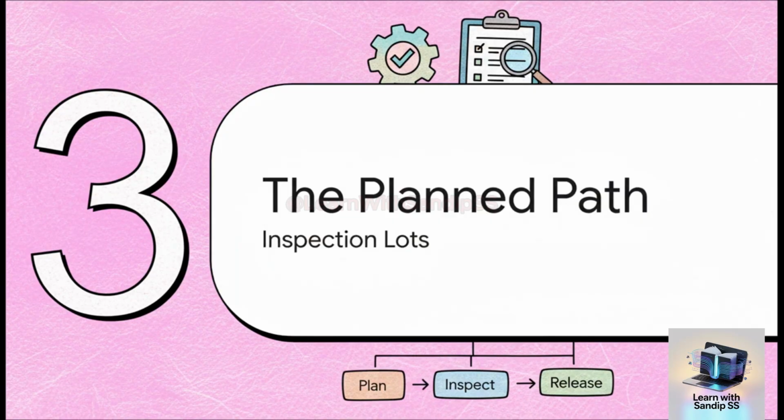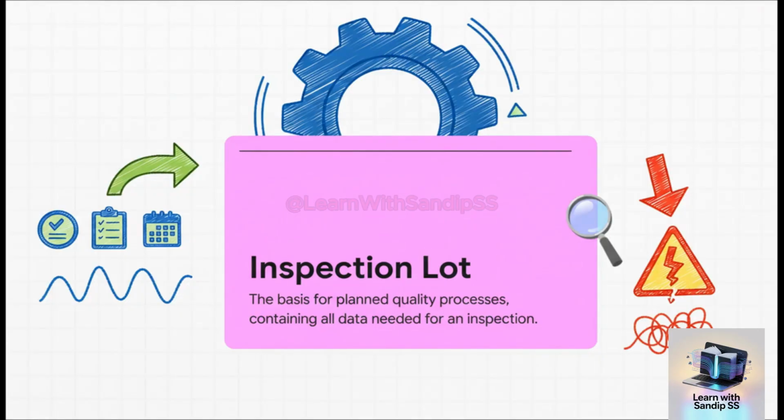Okay, so let's dive into that first path, the planned, proactive approach. This is all about mastering the routine, making sure the standard stuff is always checked. And the main tool that SAP gives us to do this is something called an inspection lot. So what the heck is an inspection lot? The easiest way to think of it is as an automatic work order for your quality team. When those raw materials arrive or when a step in production is finished, SAP automatically generates this digital request telling someone to go inspect a specific amount of stuff. It's really the engine that drives every single planned quality check in the system.